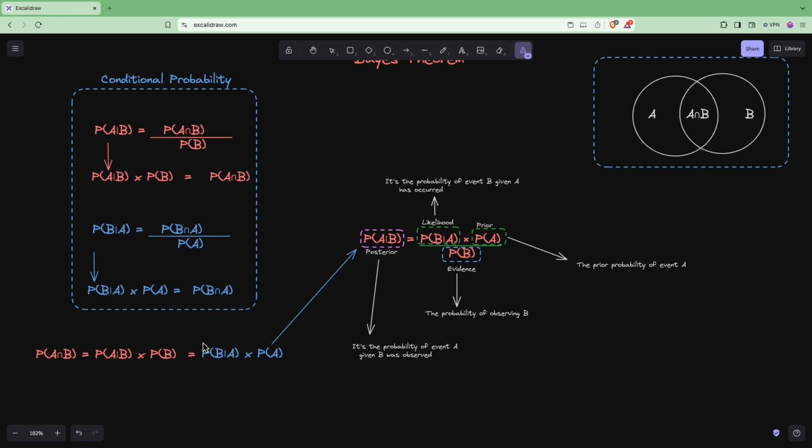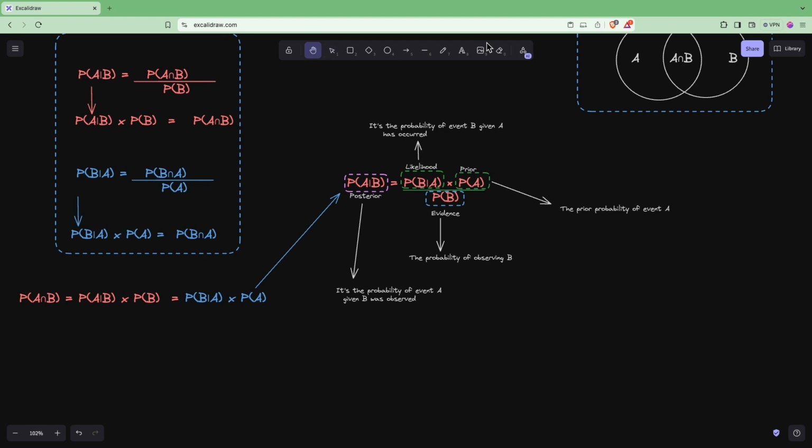And the second one should be the same. Why? Because the RHS is the same, so its LHS must be the same. Simple maths. Now, what we want is that we have done the conditional probability of an event, and now I want the probability.